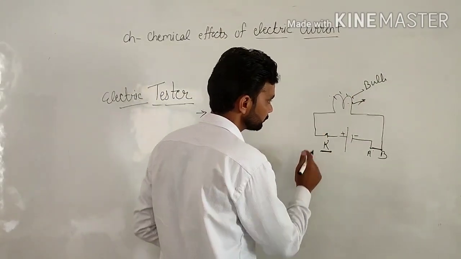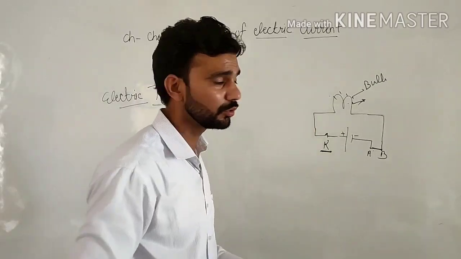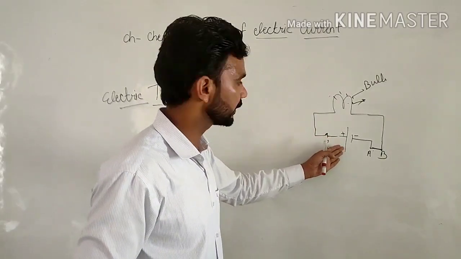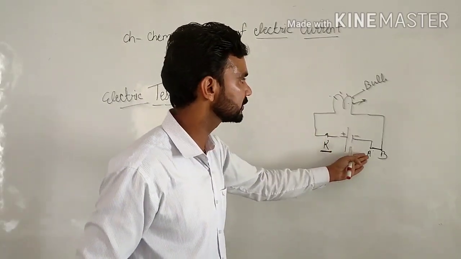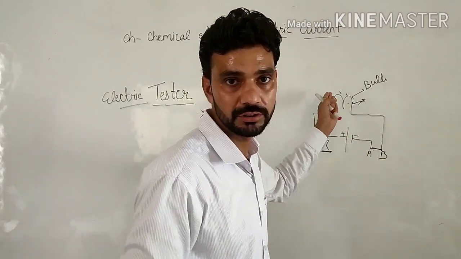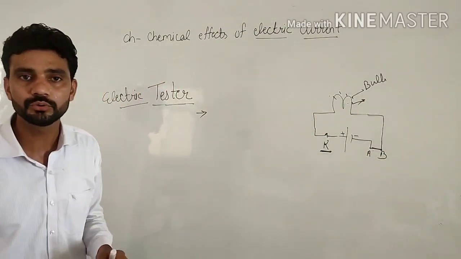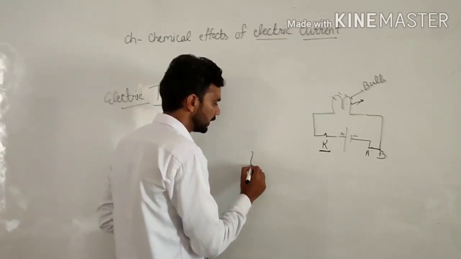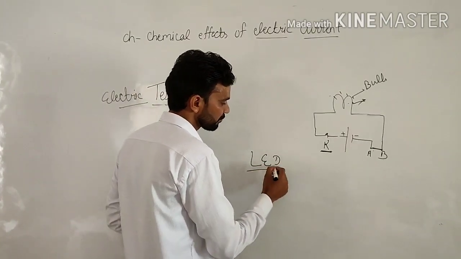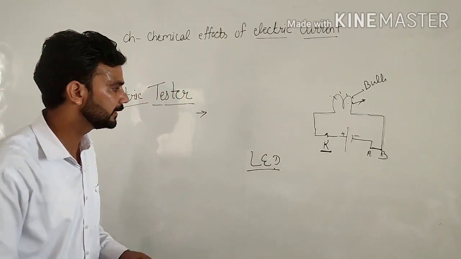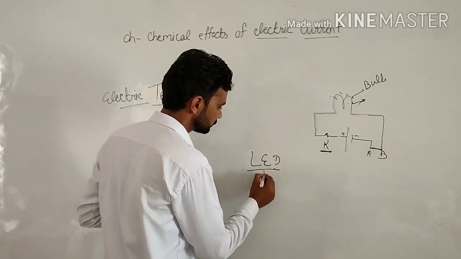Now, sometimes the bulb does not glow even if the cell is working, the key is closed, the terminals are joined and the bulb is not fused. Sometimes the bulb does not glow in that case as well. In that case we use LEDs, light emitting diodes.